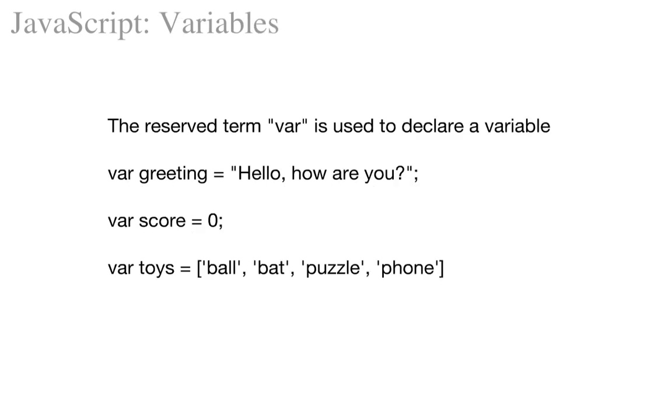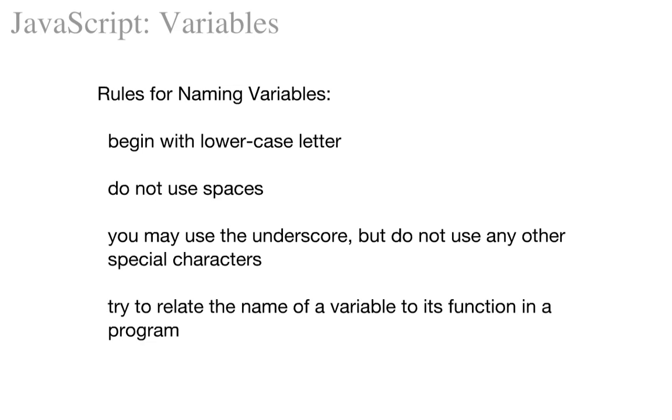The reserved term var is used to declare a variable. When naming a variable, begin with a lowercase letter. Do not use spaces. And you may use the underscore, but do not use any other special characters. It's also useful to try to relate the name of the variable to its function in a program.